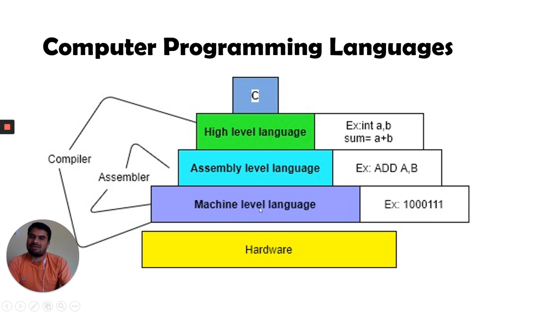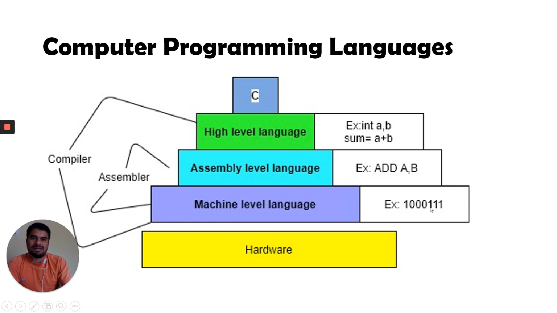How does it look? You can check an example here: 1000111, binary digits. Using binary digits, we write a program in machine level language, and it can be directly understood by the hardware. No difficulties with respect to hardware, but difficulty arises for the users or programmers. We cannot write lengthy programs using binary digits. It will be very difficult for us.